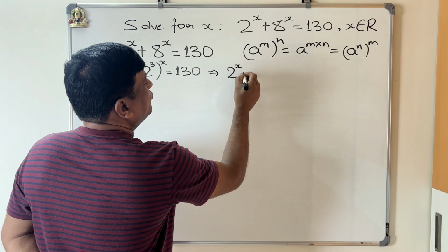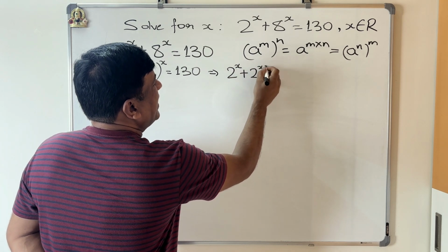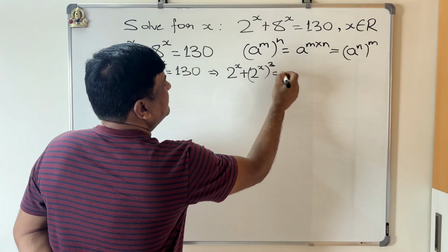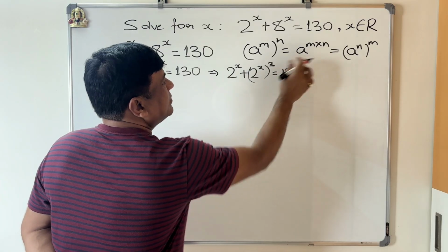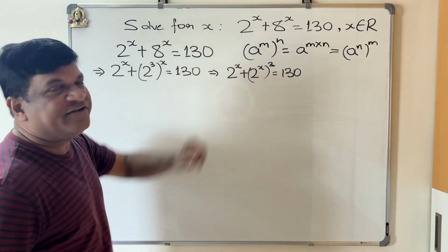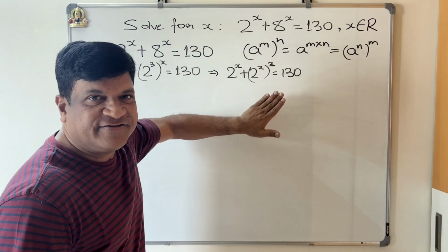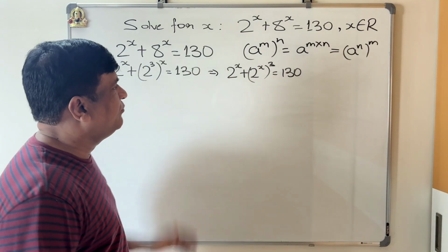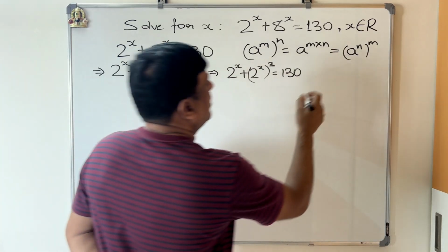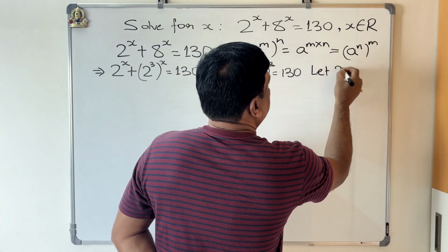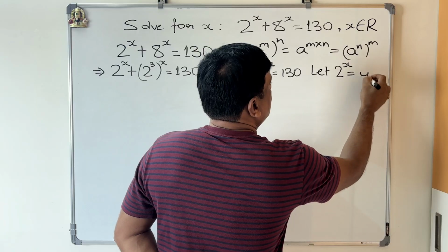Okay, so now what I'm going to do is interchange them in the next step. I'm going to put it as 2 to the power x plus (2 to the power x) whole to the power 3 is equal to 130. I used that rule, I just interchanged them. So I have used indices till here, indices or exponents, whatever it is. Now, I'm going to substitute. Let 2 to the power x is equal to y.